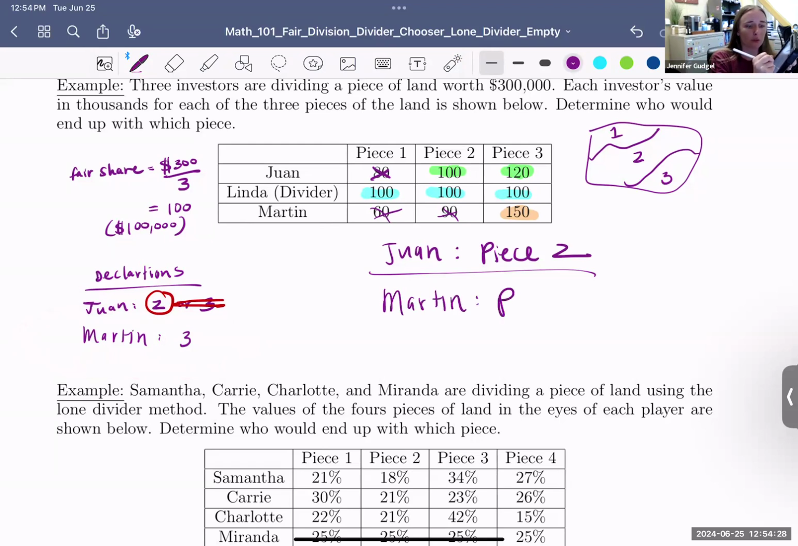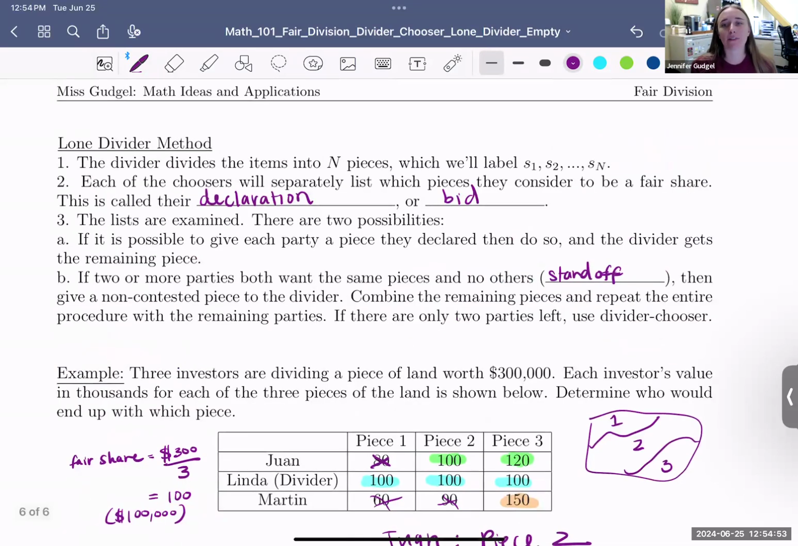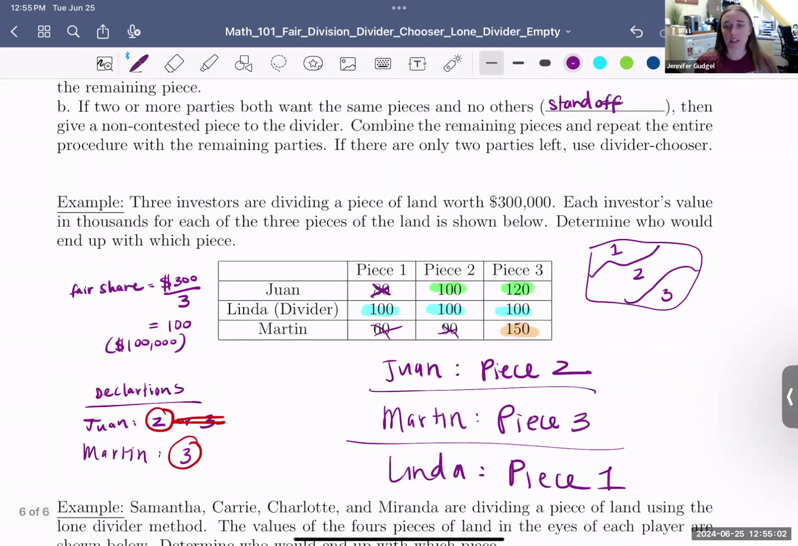And this is the order that things would be evaluated too. You want to make sure you're stepping through it and not just going, okay, what would make people happy? This makes sense. You step through piece by piece. Martin now gets piece number 3 because it's no longer contested. And that leaves Linda to take the leftover piece, piece number 1. So this is the part A of our steps, where we didn't have any standoffs. We were assigning the ones that were not contested until everyone had a piece. So that's going to be the division, the pieces of land and who they go to in this exact situation.